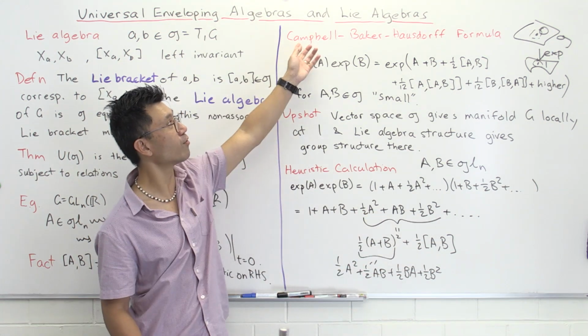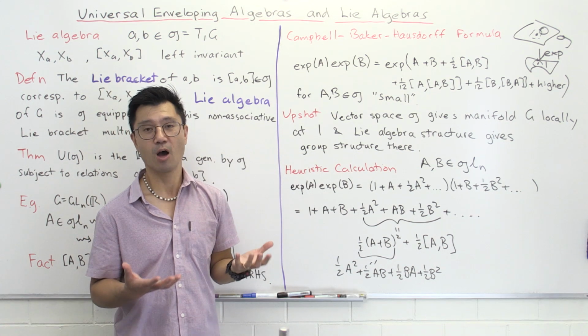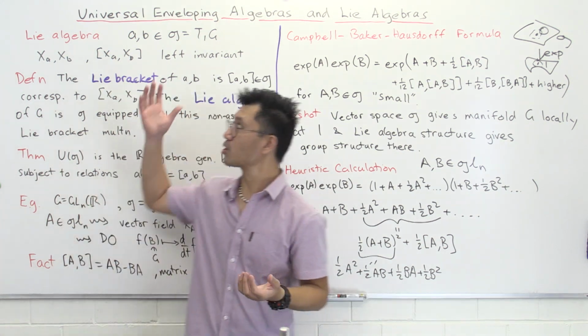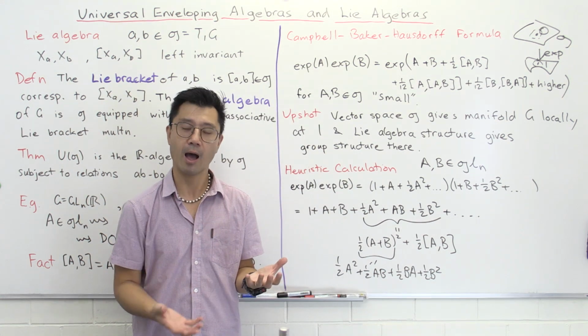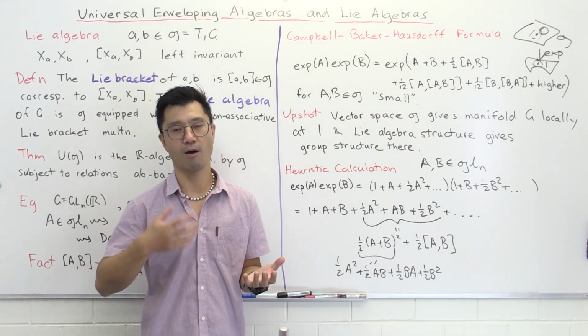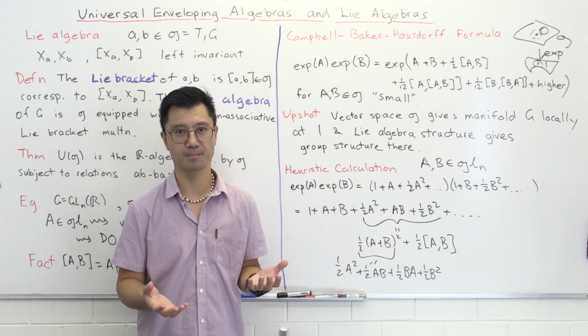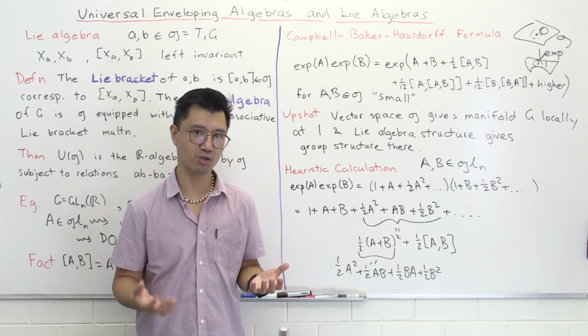And that gives us a wonderful Campbell-Baker-Hausdorff formula, which in turn shows us how the Lie algebra structure, so this extra Lie bracket, captures locally the group structure of a Lie group near the identity. I hope you enjoyed this adventure in pure mathematics.